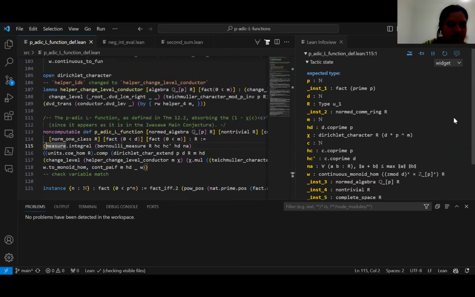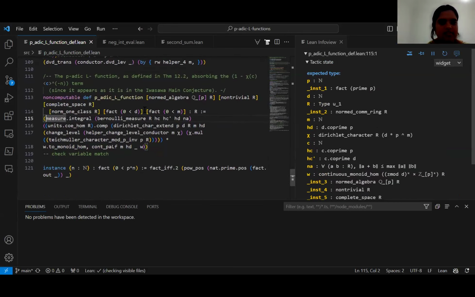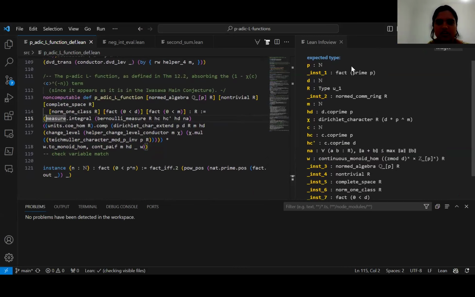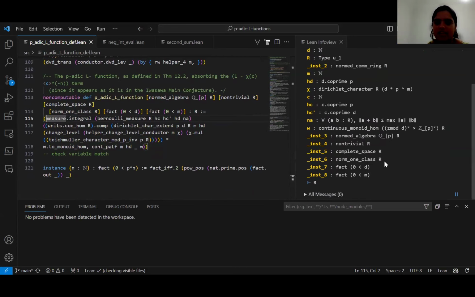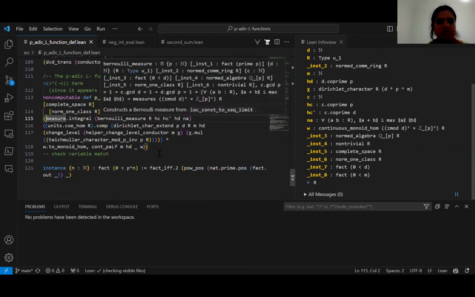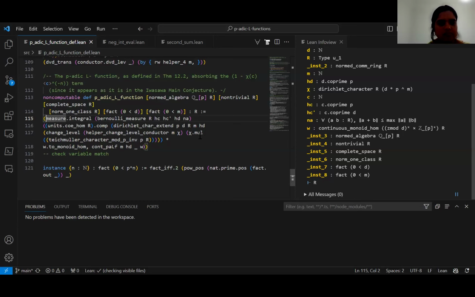Okay, lovely. So this is the definition of the p-adic L function, where we have all these properties of the normed commutative ring R and the Dirichlet character and the norm being non-Archimedean. And R is a complete normed Q_p-algebra. And the L_p is the integral with respect to the Bernoulli measure of chi multiplied with omega to the power minus n. And this thing here tells you that it is, in fact, a continuous function.